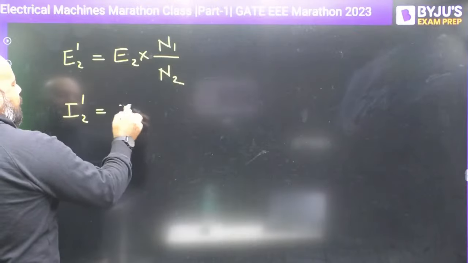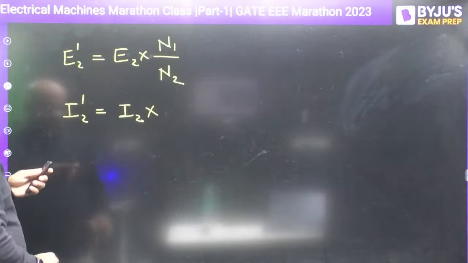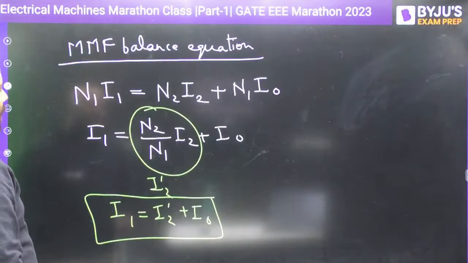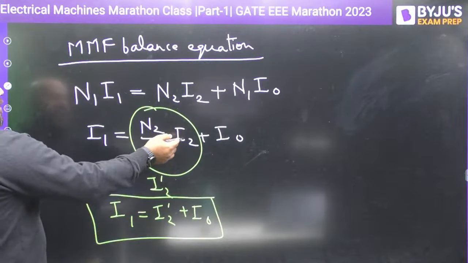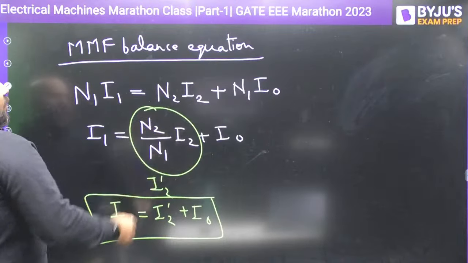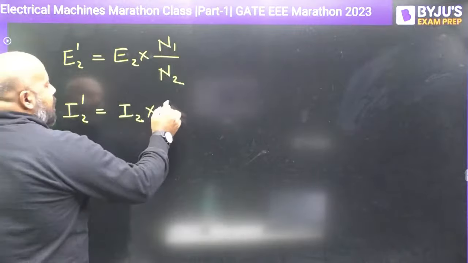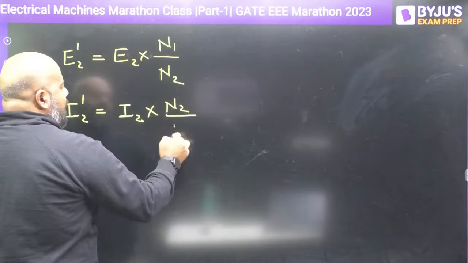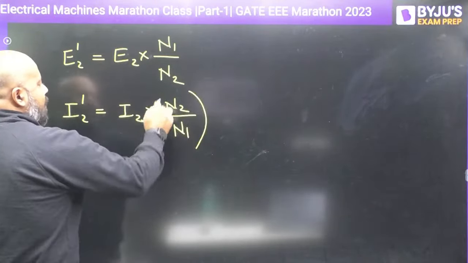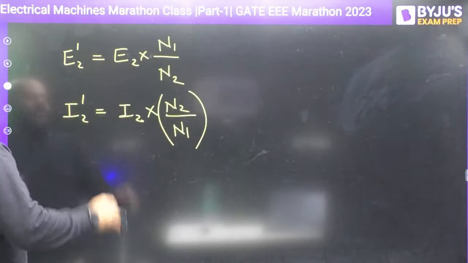Again I2. Now for I2 you have to reverse it, so it is going to be N2 upon N1. What you are doing for E1 and E2 dash, you have to reverse for I2 dash.